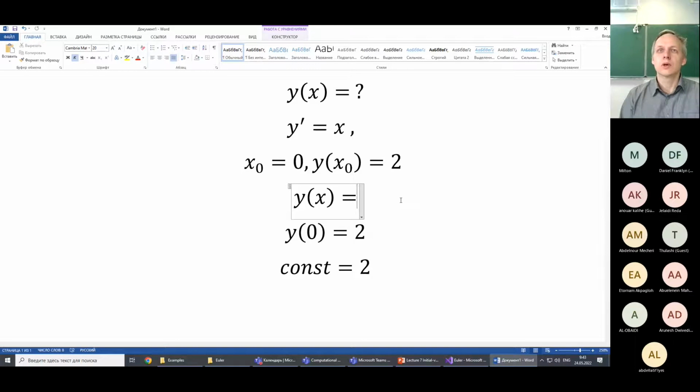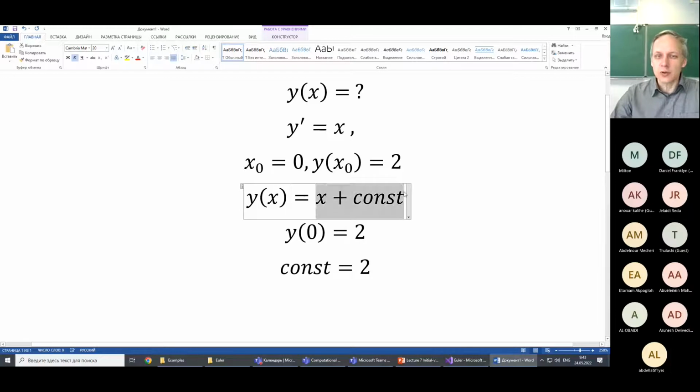X plus a constant. But compute the derivative of x plus constant. What is the derivative of x plus constant? It's 1. So y prime equals 1. But in our case, y prime equals x. Why should there be such a function that has a derivative x?